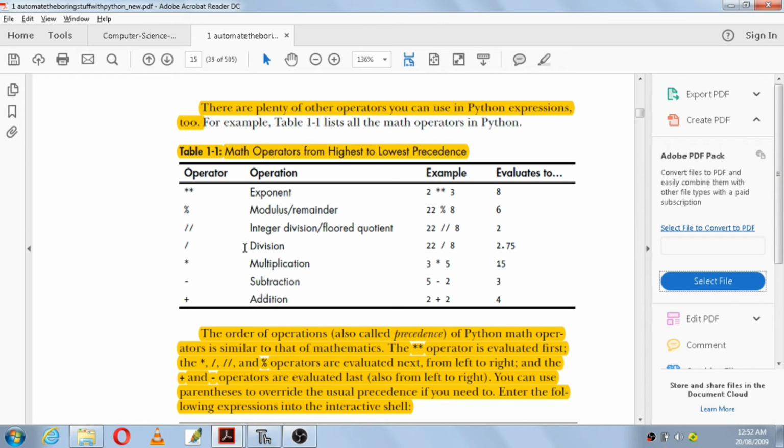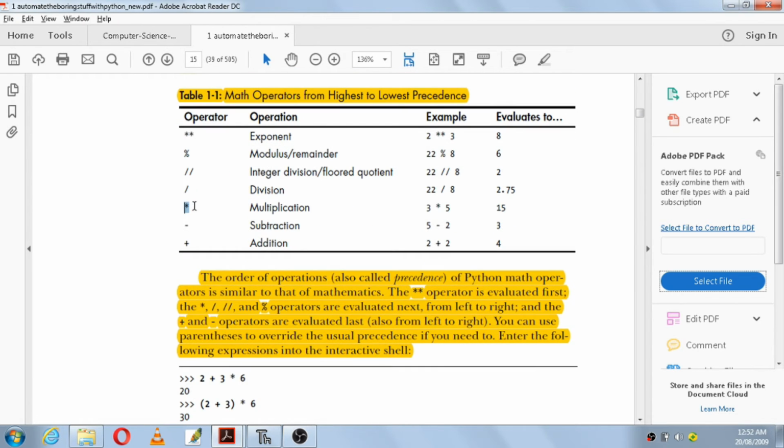Single slash is used for normal division, where you divide 22 by 8 and you get a float value. The numbers here are the same, but here it will give it in float value. If you are using double slash, it will give you an integer value, that is a whole number. Then the next one is asterisk, which is used for multiplication. 3 into 5 is 15, minus is subtraction, 5 minus 2 is 3, then plus is used for addition.